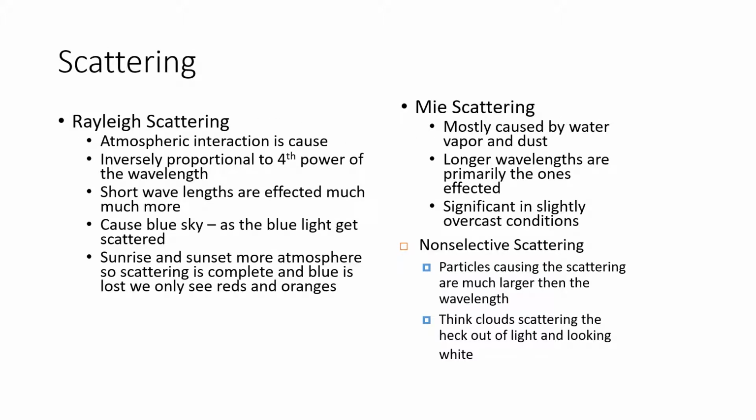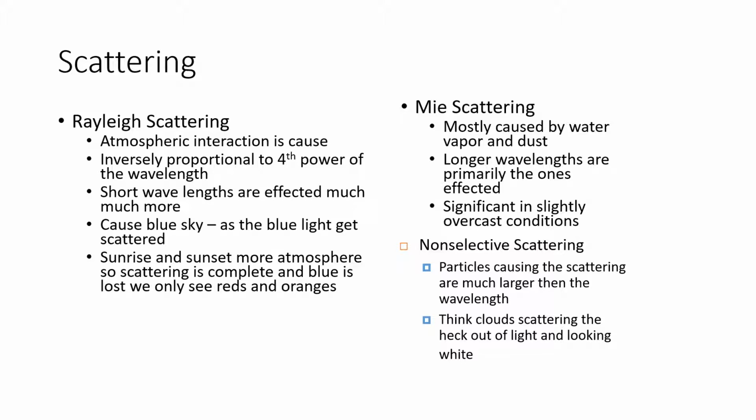Three types of scattering: Rayleigh, Mie, and non-selective. Rayleigh makes the sky blue because short waves get more scattered. Mie is caused by water vapor and dust. Only the longer wavelengths are the ones that primarily get affected, so it can be pretty pronounced in overcast conditions.